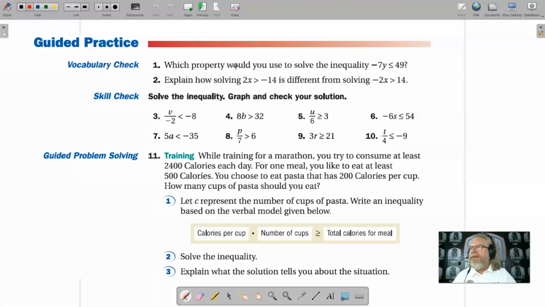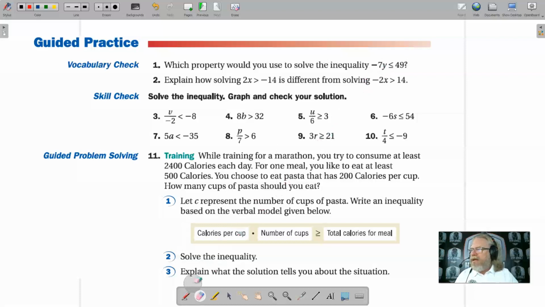And that brings us to our guided practice for this one. Vocabulary check. Which property would you use to solve the inequality negative 7y is less than or equal to 49? Well, since negative 7 is tied to y through multiplication, we would use the division property, right? We actually divide by negative 7, and the sign would have to flip.